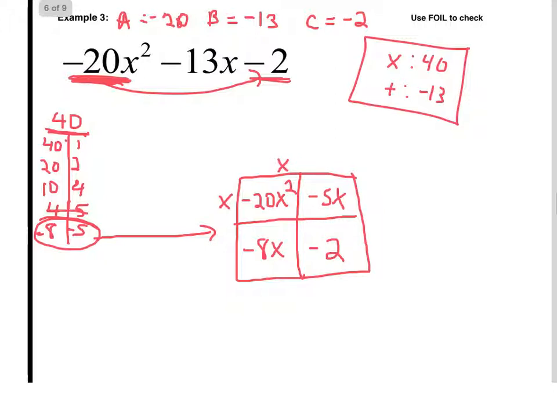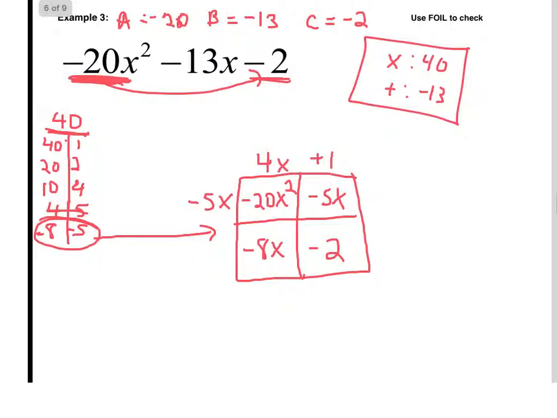And then to get a negative 20, you could do, here you have a negative 5, so you could do a negative 5 and a positive 4. So that makes negative 20. Now, coming over to this box, you have negative 5x. What would I multiply to get negative 5x? Well, I would multiply by plus 1. Negative 5x times 1 gives me negative 5x.